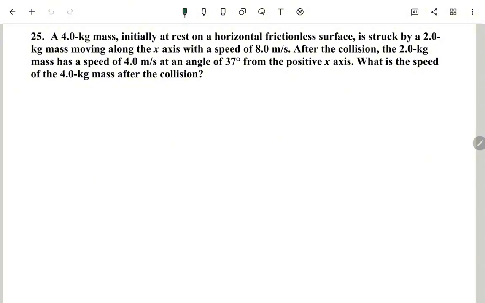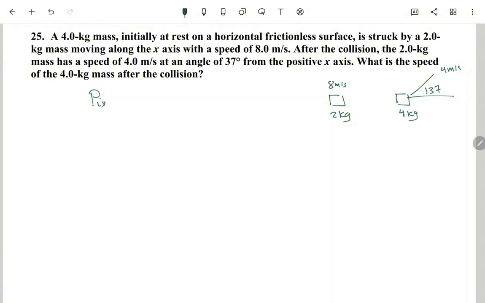Now in this case here we have an object, 2 kilogram, moving with speed equal to 8 meter per second, that collides with a 4 kilogram object initially at rest. After the collision, the 2 kilogram object is moving with speed equal to 4 meter per second and making an angle 37. So this one here, it's 4 meter per second. From the positive x-axis, what is the speed of the 4 kilogram mass after the collision?